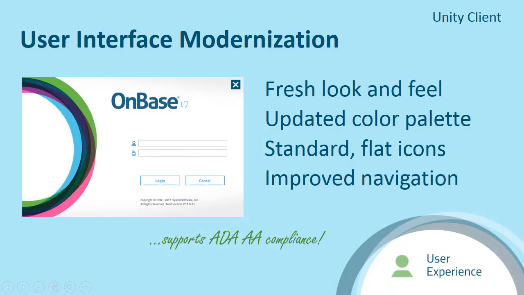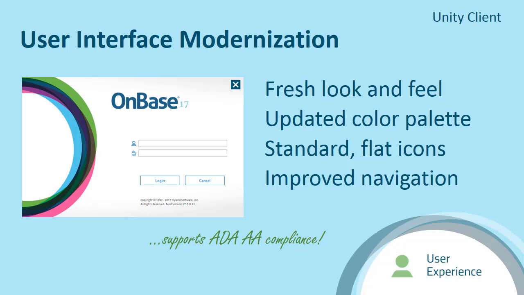As soon as you log into Unity in 17, you can't help but notice the new design and the improved navigation. We've introduced some flat iconography, we've updated the color scheme. It just has this fresh look and feel. All of the icons are standardized across OnBase clients and they're flat. The look and feel is that now of Office 2013 and 16 products, and we've made some minor usability improvements to make navigation better, simpler, and easier.